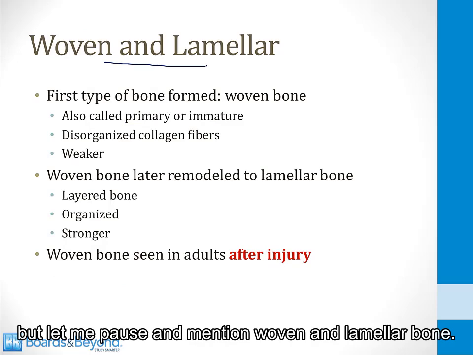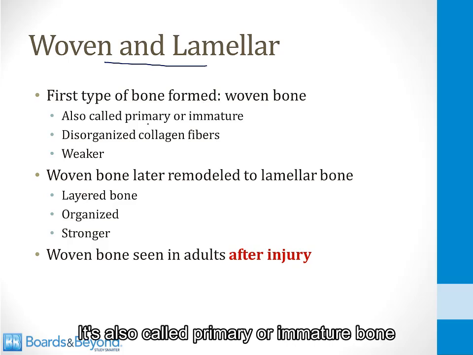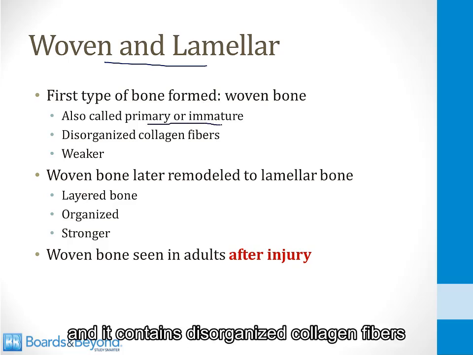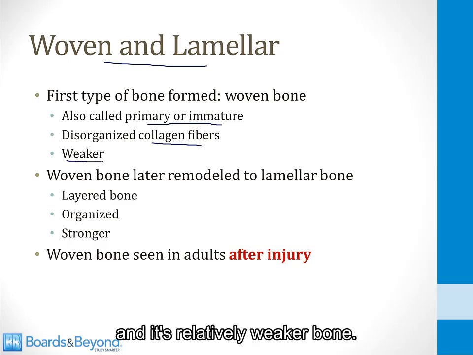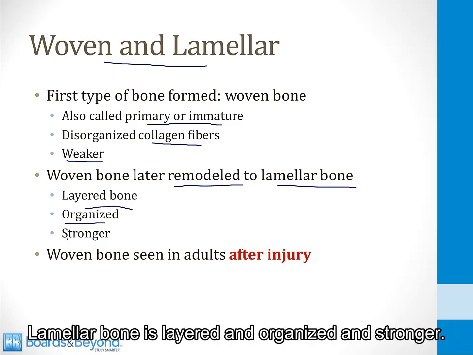Woven bone is the first type of bone formed by osteoblasts. It's also called primary or immature bone, and it contains disorganized collagen fibers, and it's relatively weaker bone. Later, this woven bone is remodeled or replaced by osteoblasts, and it becomes lamellar bone. Lamellar bone is layered and organized and stronger.